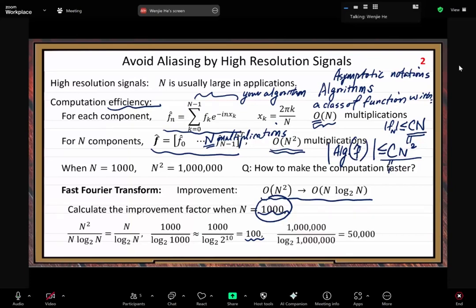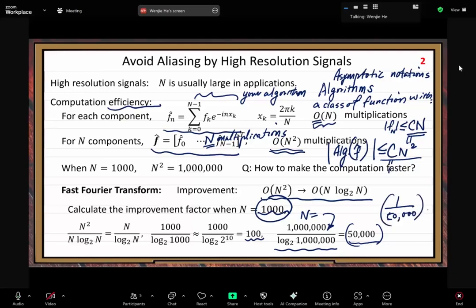All right. Let's look at 1 million. When n equals 1 million, you calculate the ratio. That ratio is 50,000. That improvement is huge, right? When you apply the fast Fourier transform, the time you need is 1/50,000th of the original time.